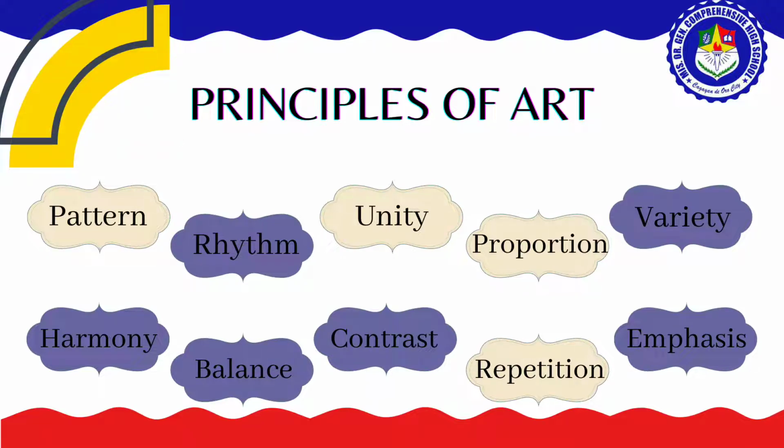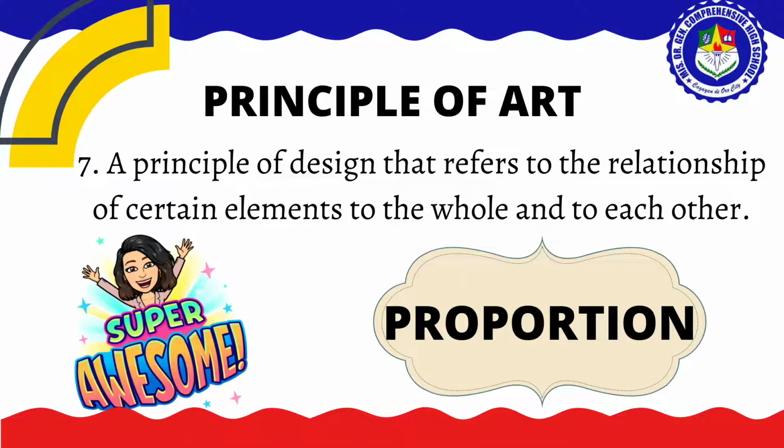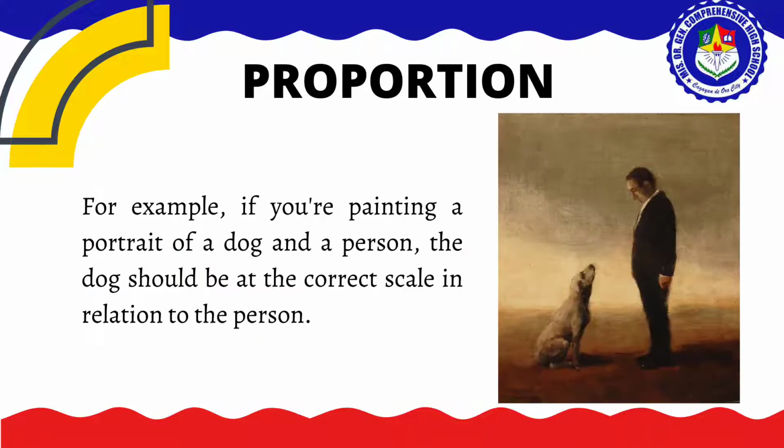The answer is proportion. Proportion is the feeling of unity created when all parts relate well with each other. Human body is the best example. Another example is if you are painting a portrait of a dog and a person. The dog should be at the correct scale in relation to the person.